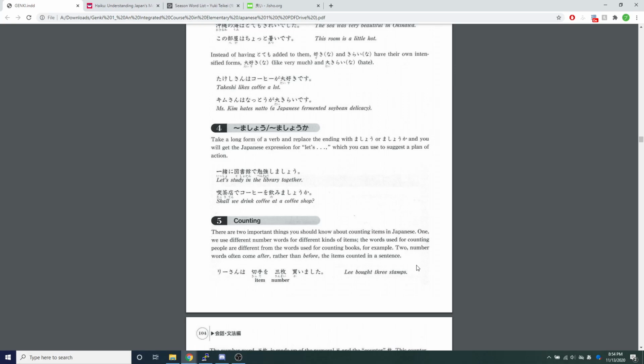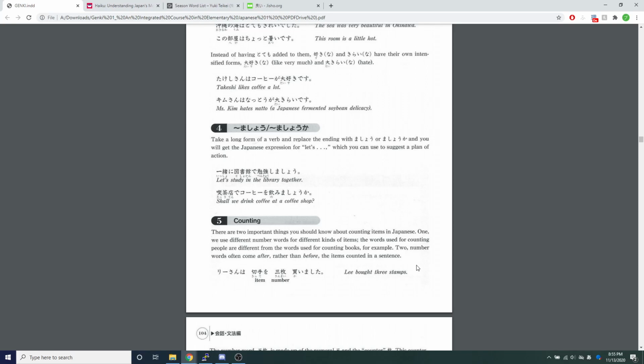So you guys learned how to say together, I believe, in the last chapter. So how would you say, let me think, let's go to the library with Sensei. Can someone try that? Anybody? All right. So that would be Sensei to toshokan ni ikimashou. Right? Sensei to toshokan ni ikimashou. This is very useful.